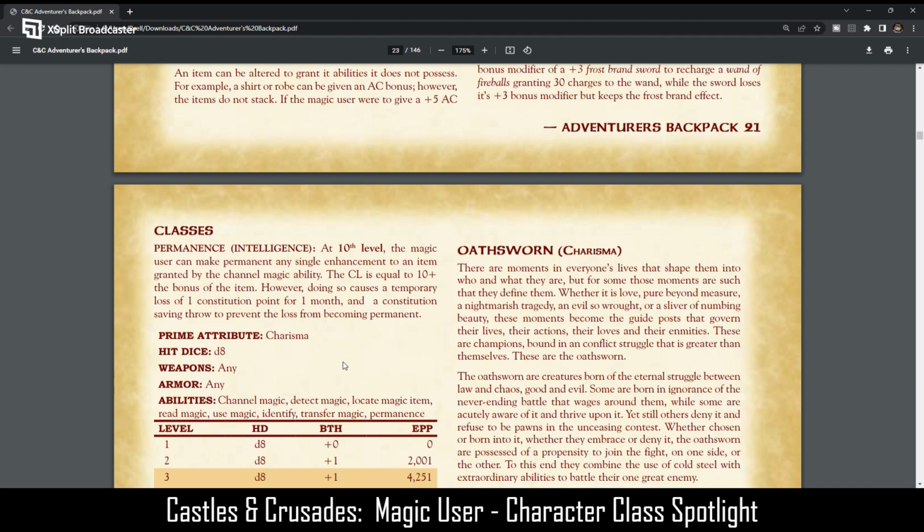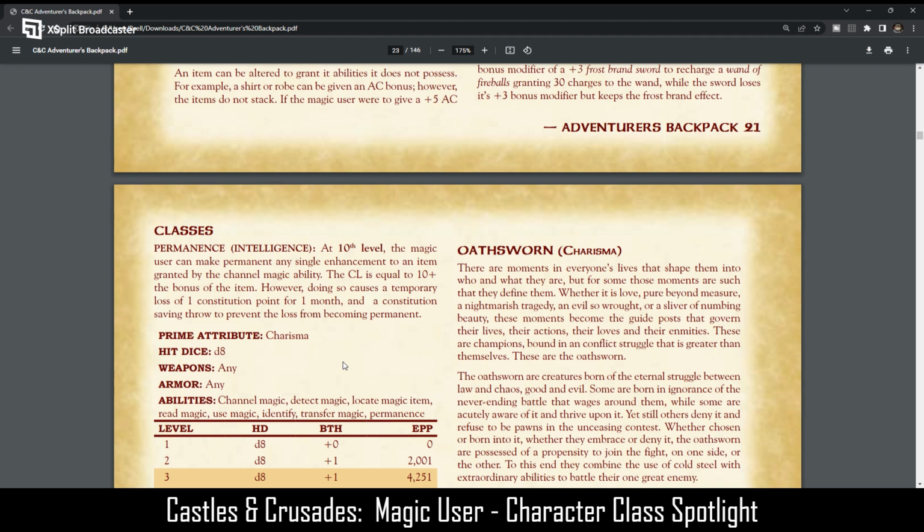So, yeah, this has some downside to it, although you have a very good chance of being successful, only having a challenge level of 10 plus whatever the bonus of the item is. So let's say it's a +2 sword that you're trying to permanently enchant. Your chance would be a 12, and you would reduce your constitution by 1 for a month in order to do so. And then you'd have to make a saving throw. If you fail that constitution saving throw, you will lose that constitution point permanently.